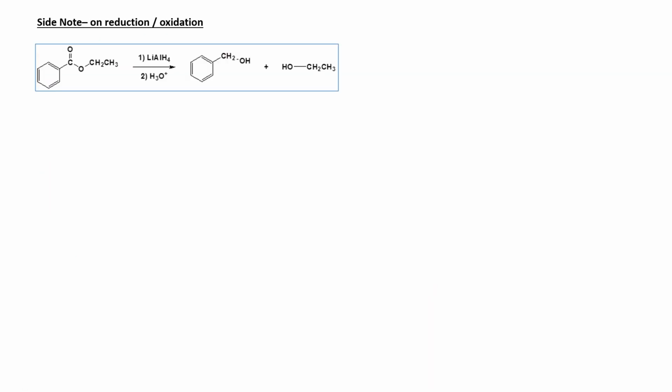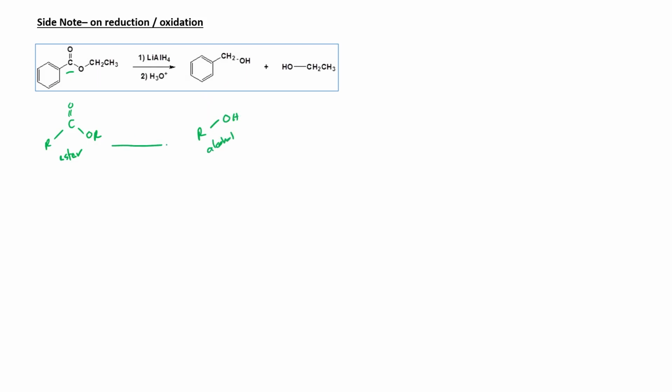Okay, let's talk about the example of reduction and oxidation. So you can have this thing. What is this? This is carbon. You have oxygen, and then you have R, and then you have R. So this is an ester, and this one is also R, and then you have OH there. So basically this is an alcohol.